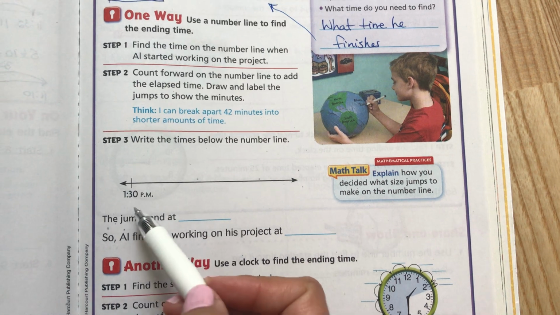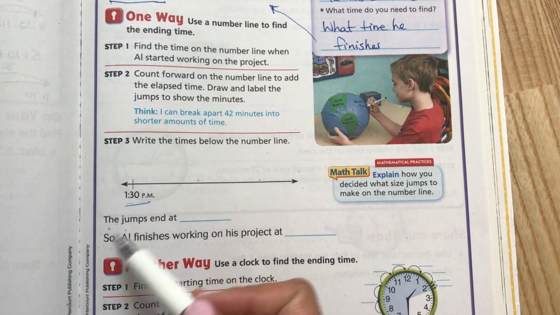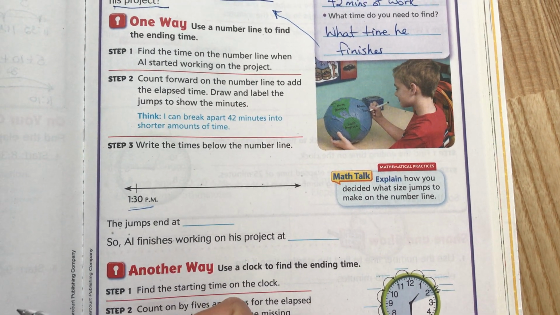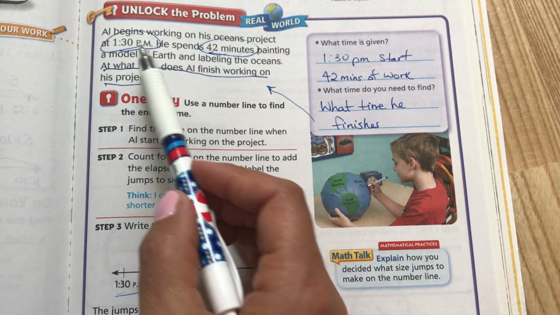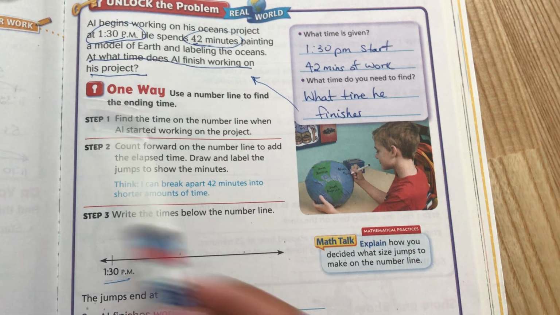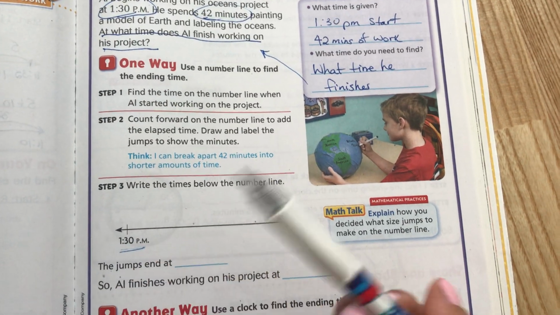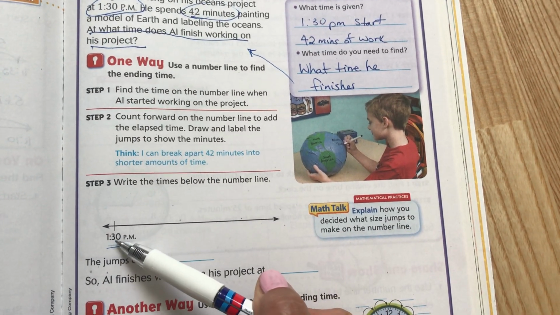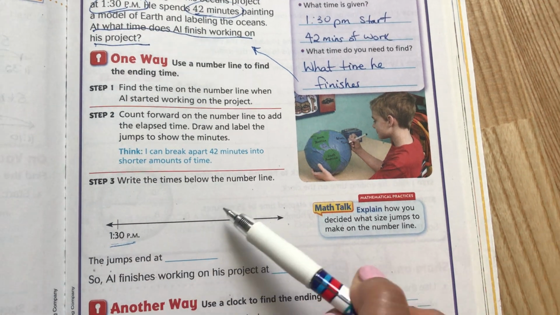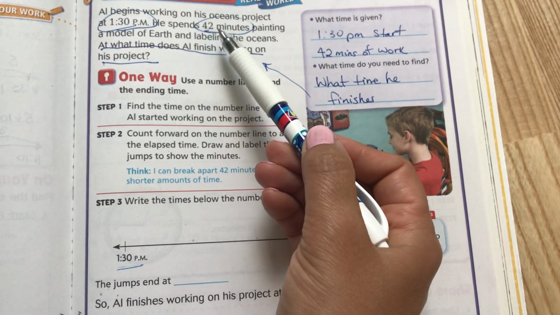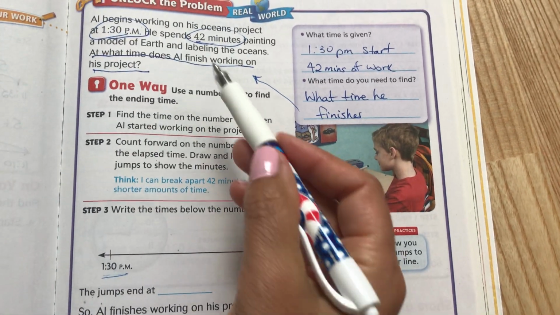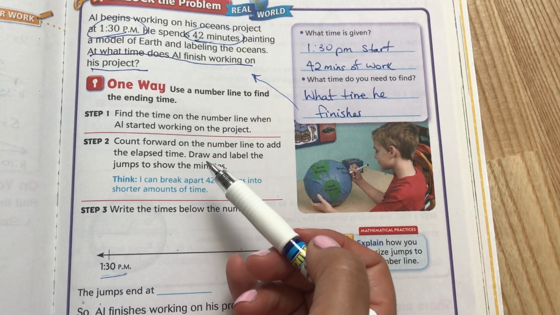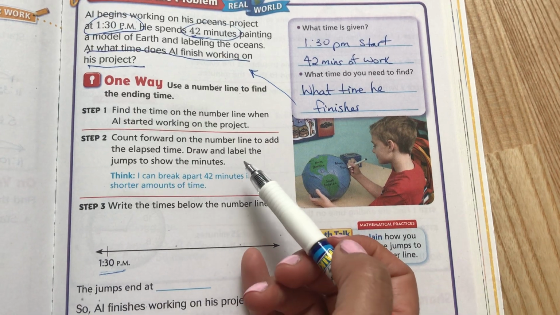So we've got a number line here and it starts with 1:30. But why does it start at 1:30? Well, the number line starts here because that's the time he starts working. It doesn't make sense to include any of the time before that, right? This is the time that matters, okay? And then we're going to make jumps to a total of 42 minutes to figure out how far he's gone, okay?